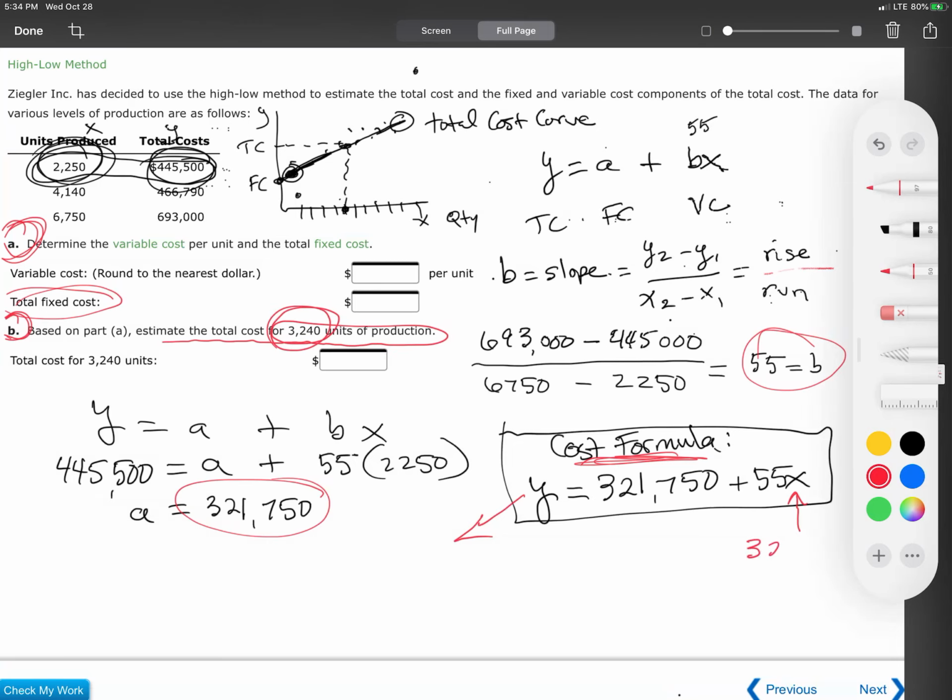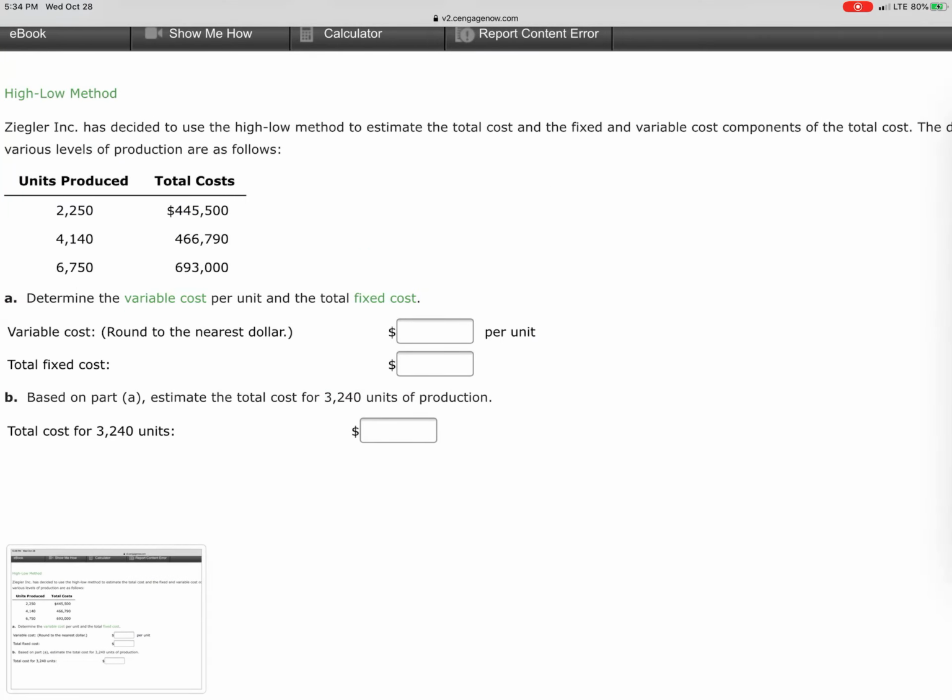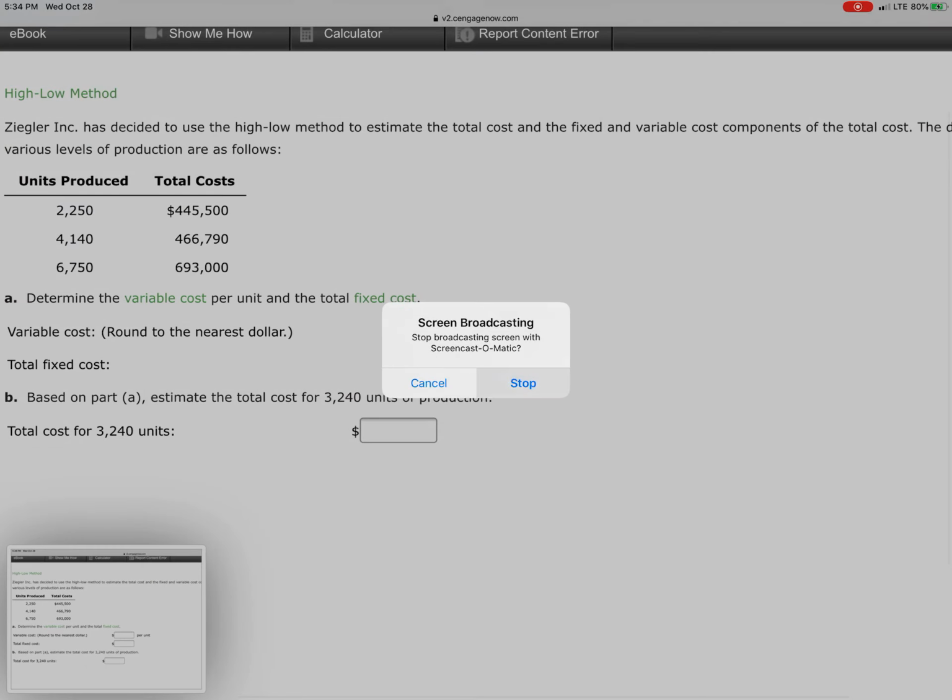So let's go to this variable cost. I solved that. Where's the variable cost? Right there. Fixed cost, I solved that. It's right there. And then question B says use the cost formula. Estimate the total cost for 3,240 units of production. Plug that in there and the answer is 499,950. There you go.